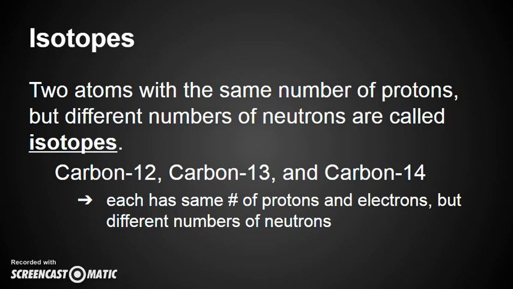So that number there is alluding to the atomic weight. Carbon-12 has 6 protons and 6 neutrons. Carbon-13 has 6 protons and 7 neutrons. And carbon-14 has 6 protons and 8 neutrons. So we're never going to have any type of charge on these atoms, but we are going to have more and more neutrons within the nucleus of the atom.